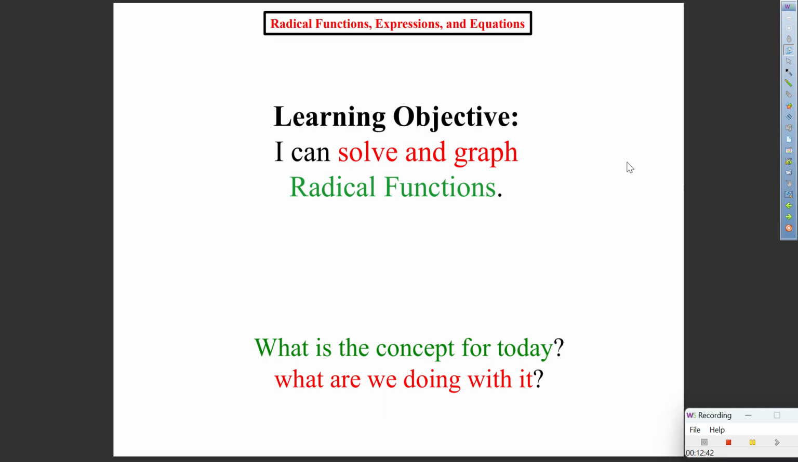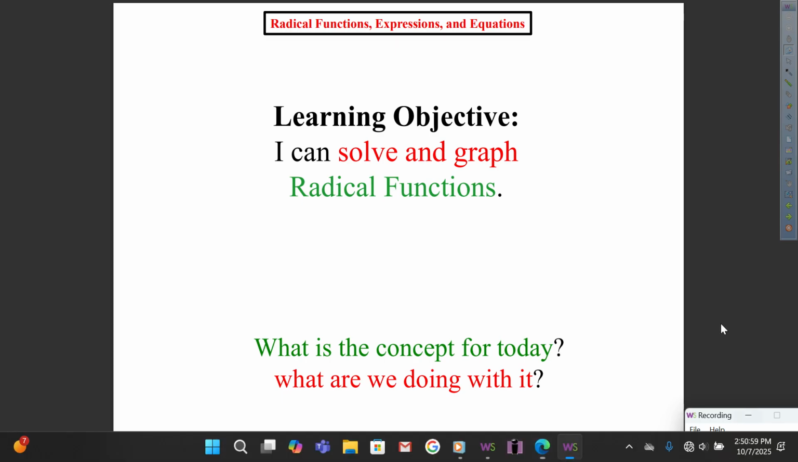All right, so get a Cornell note ready, please. And also, you're going to need 2 graph papers. So make sure you send a gopher or come get 2 graph papers. All right, here we go.